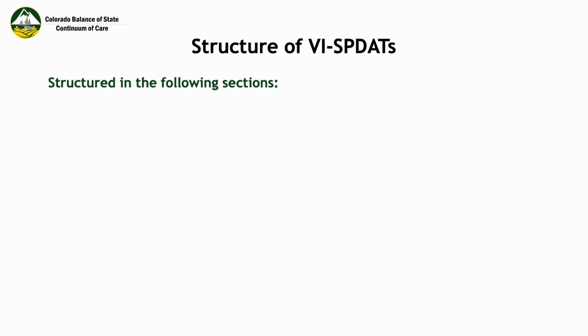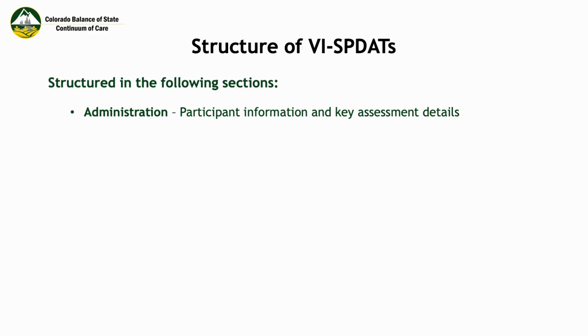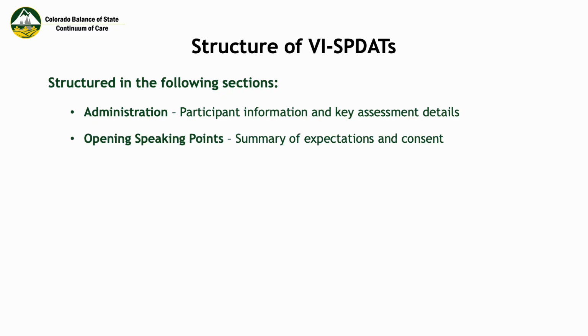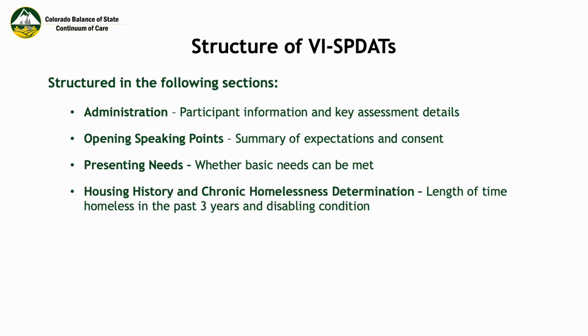The VI SPDAT is structured in sections. The first section is the administration section, which will ask for the participant's information and key assessment details. That's followed up by opening speaking points, which is a summary of expectations and consent. After that, the section is on presenting needs, which will be questions around if the person's basic needs are able to be met while experiencing homelessness. That's followed up by housing history and chronic homelessness determination, which will look at the length of time and numbers of times someone's been homeless in the past 3 years, and if they have a disabling condition.